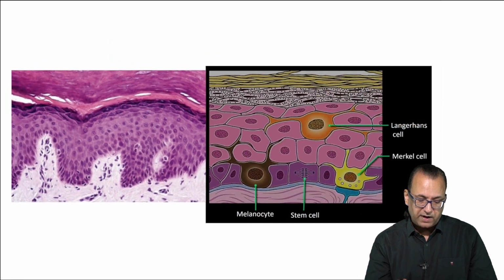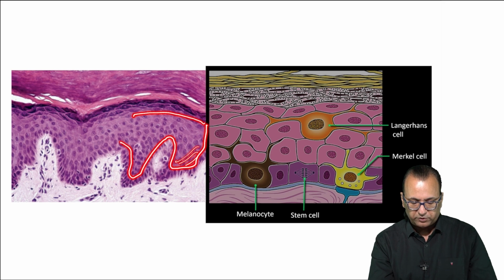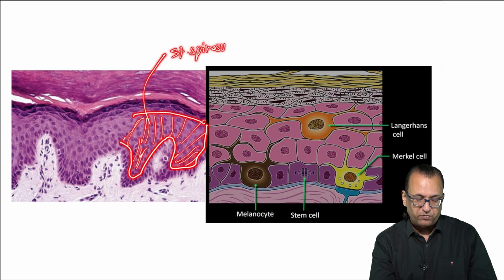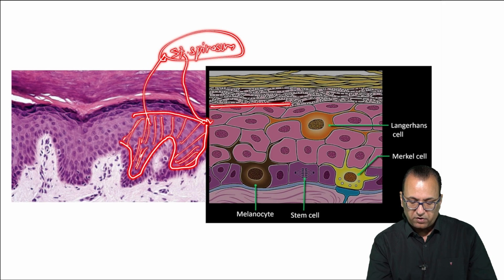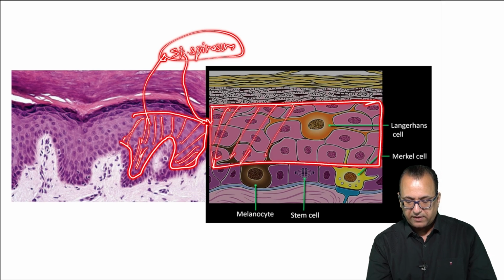Otherwise, if you are looking at most of the skin here, starting from this area, this is all stratum spinosum, except the basal layer. You just have to remove one basal layer, and the rest is all stratum spinosum, the largest of all. The same can be seen here, from this level to this level. You just have to exclude the basal layer. So this is the stratum spinosum.